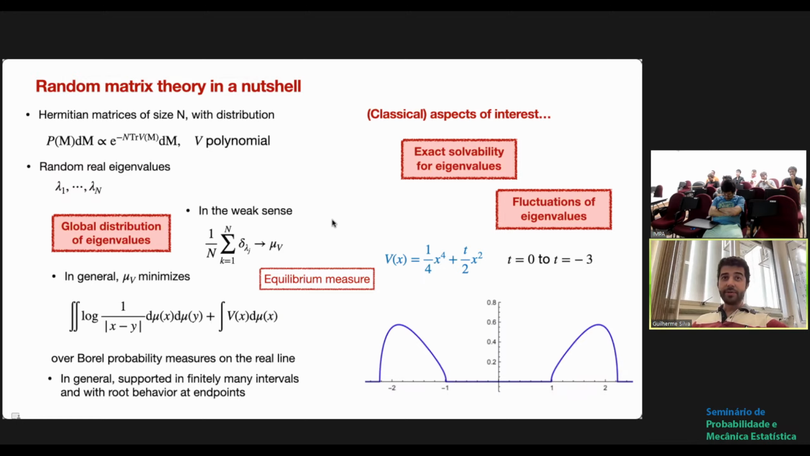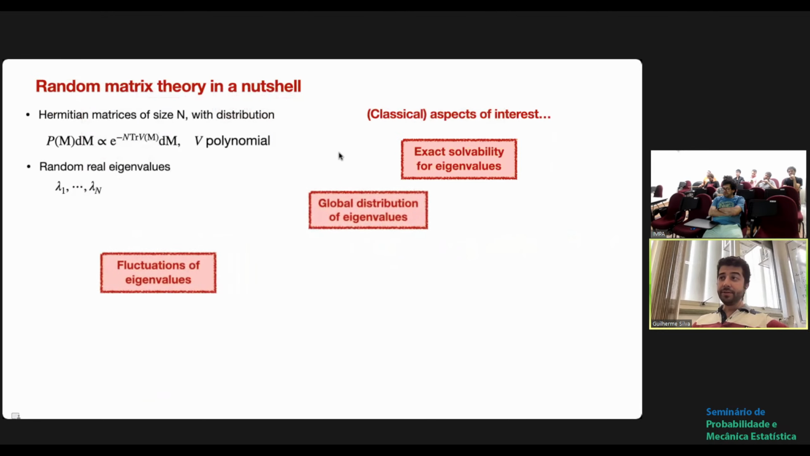Okay, so far so good. And as I told you, one way to prove those results is because you know the eigenvalues form a determinantal point process. So essentially you can translate all those statements into statements about the limiting behavior of the correlation kernel that I showed you some minutes ago.